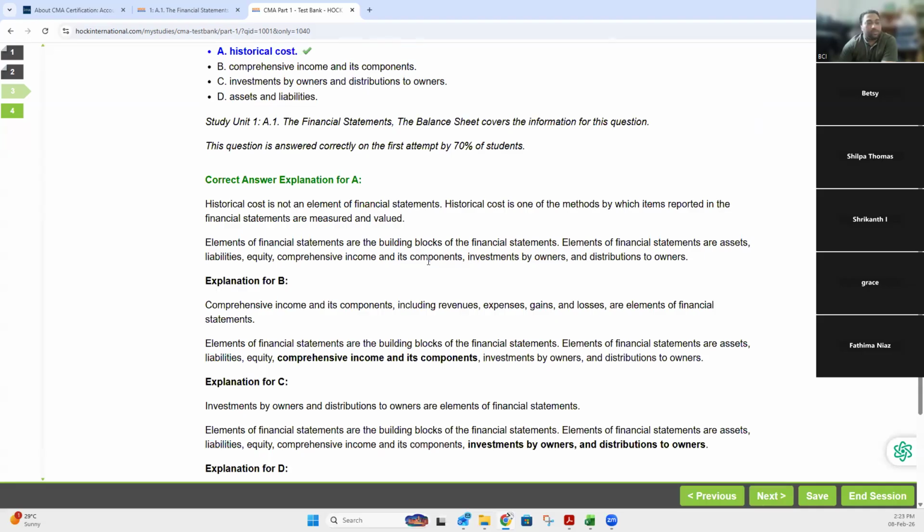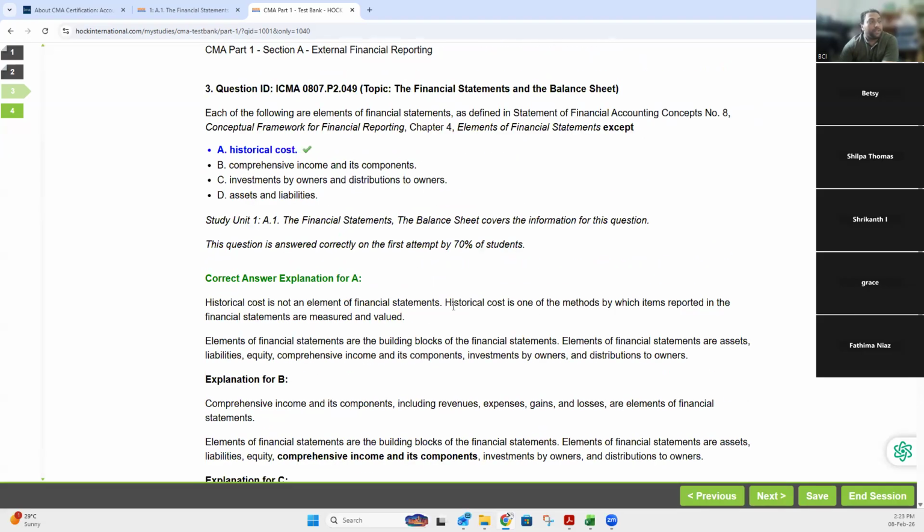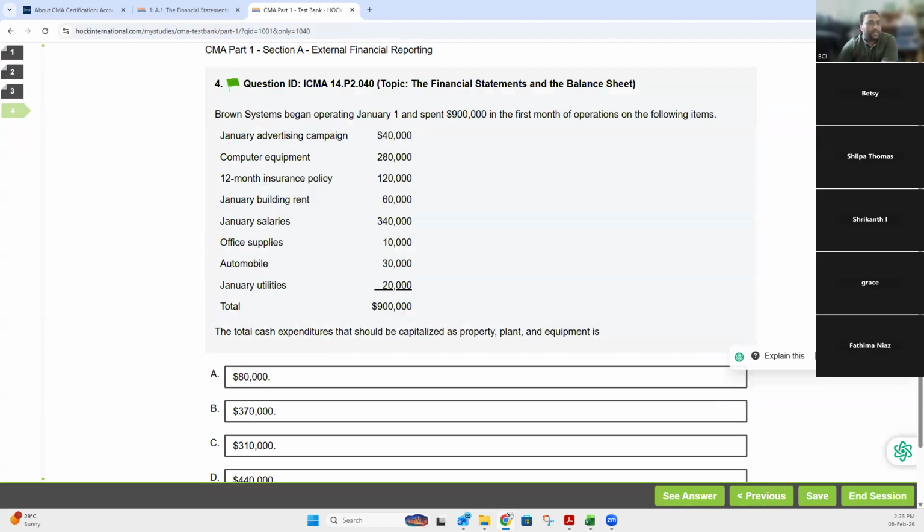In the notes? No, they are asking about elements of financial statements. Assets and liabilities are elements. Investment by owners and distribution, like dividend and capital, is there. Then comprehensive income and its components is also there. Correct. So elements of financial statements are assets, liabilities, equity, comprehensive income and its components, investment by owners, and distribution to owners. Clear?